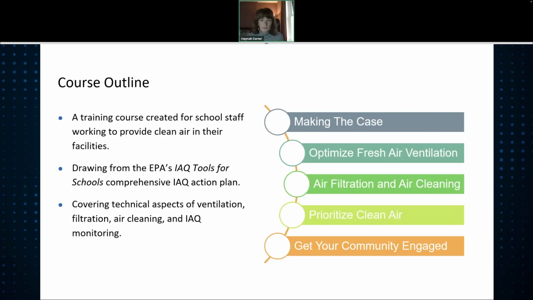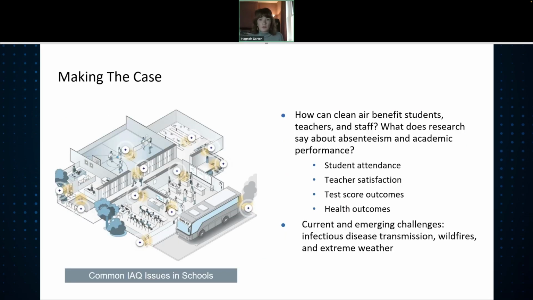So next slide. Diving in first, the course starts by presenting some common indoor air quality issues in schools and provides data to help make the case for why there's a need to pay attention to these specific areas within a school building. It also points out evidence linking clean air with various student, teacher, and staff outcomes, a lot of the facts that Joe mentioned earlier, including student attendance and teacher job satisfaction data. The course also touches on current and emerging issues affecting indoor air quality, such as wildfires and extreme weather. Next slide.